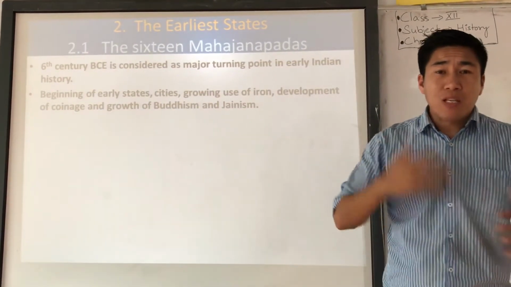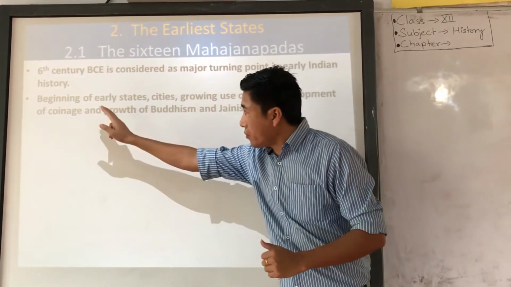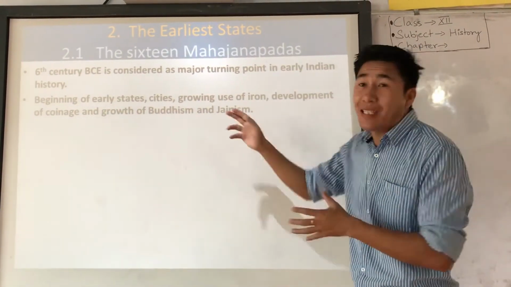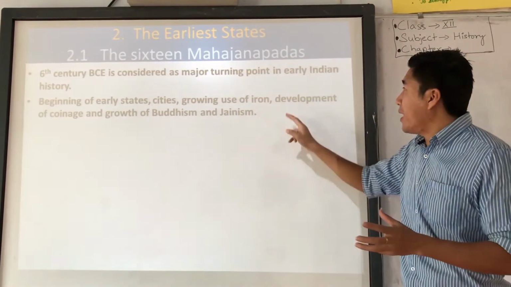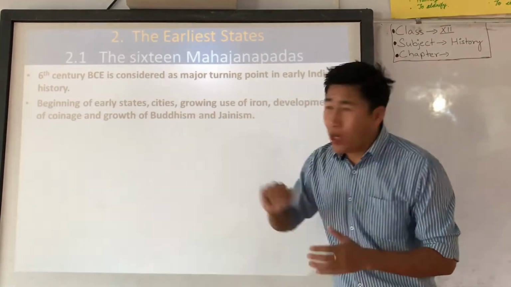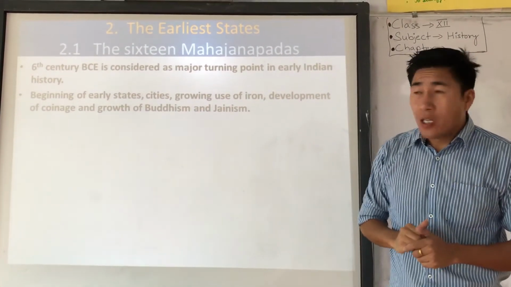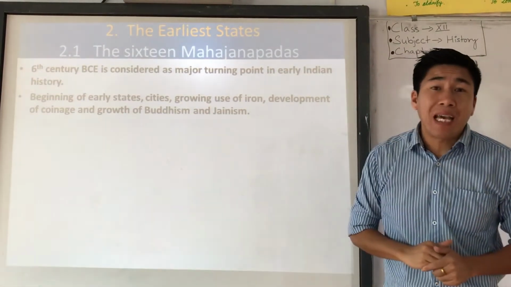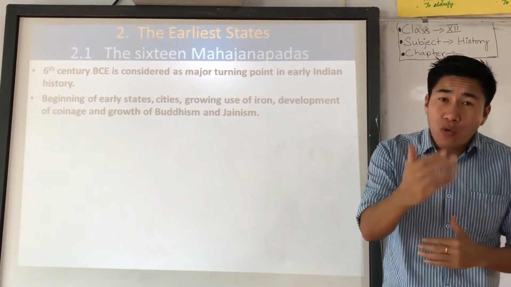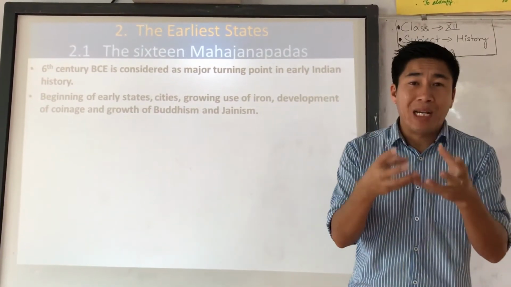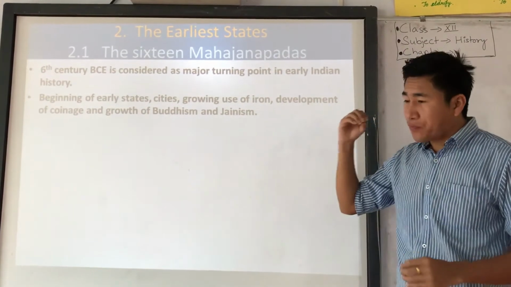The 6th century BC is considered a turning point in Indian history because of the beginning of early states and cities, growing use of iron, development of coinage, and growth of Buddhism and Jainism. If you write like that, you will get 1.5 marks, not 3 marks. But how should you write? I will tell you how to write. If the question asks like this, you need to write like this.